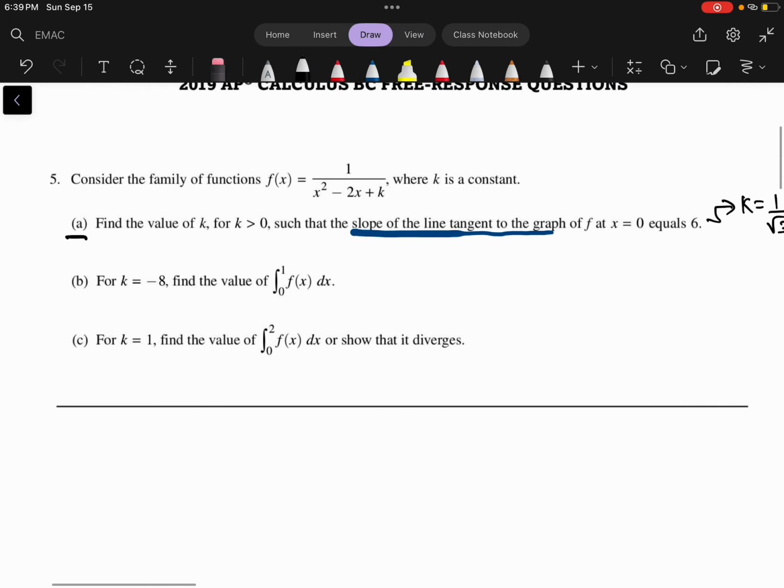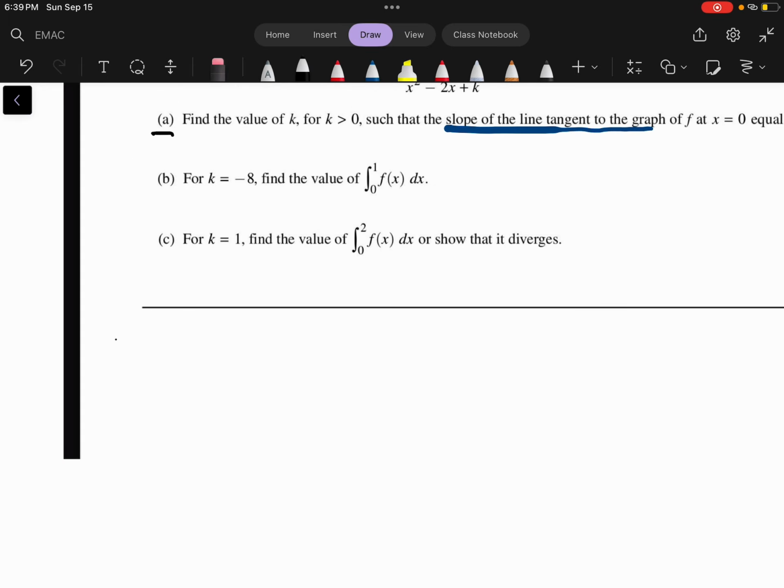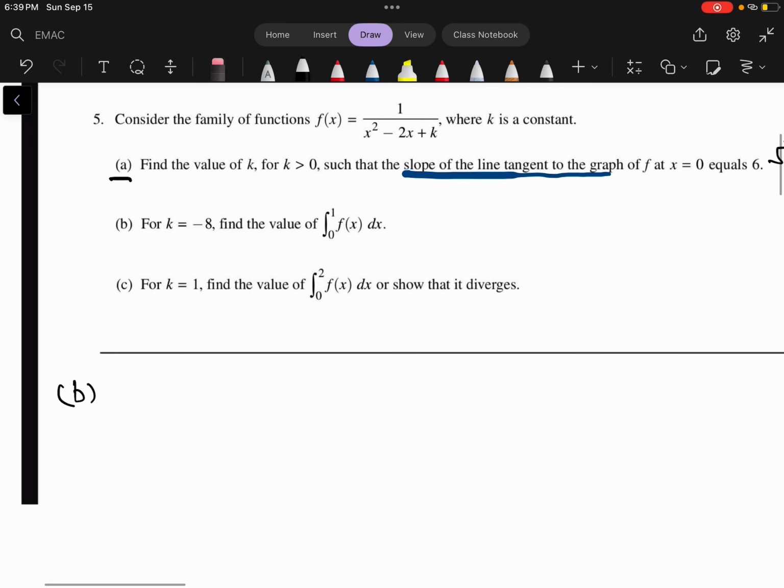Okay, subpart B. It looks like a definite integral. For k equal to negative 8, find the value of the integral of f of x from 0 to 1. Let's just set this equal to I.